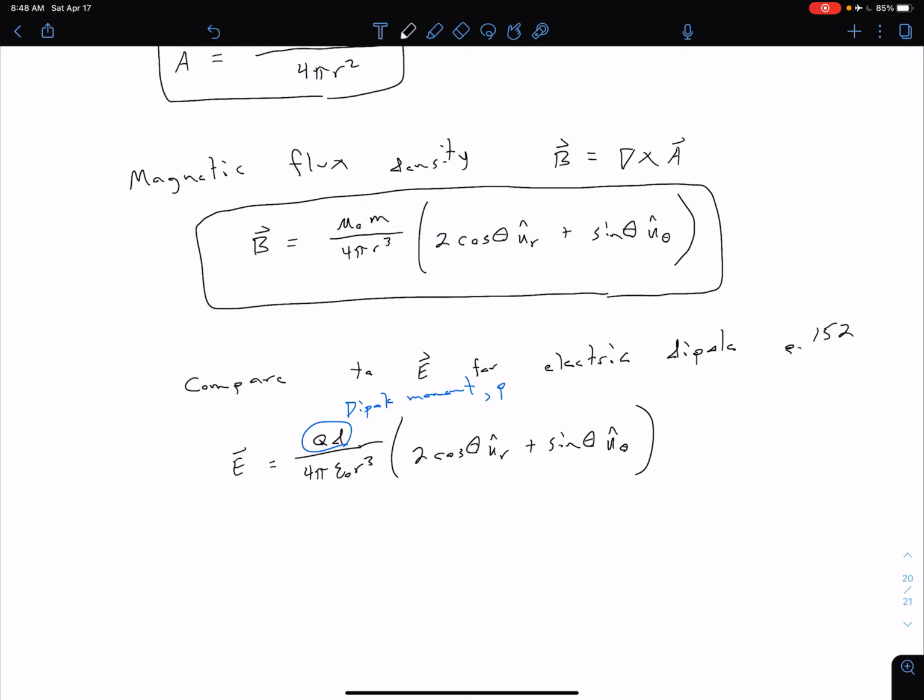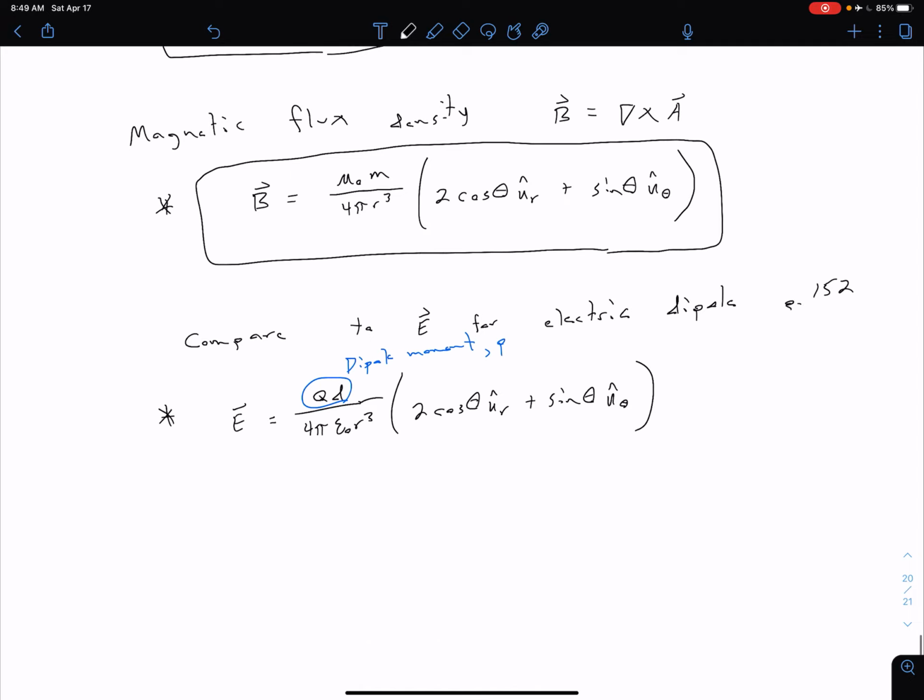And so of course what we can see is that these two equations here have a very similar form. This factor out front is slightly different. We have our epsilon naught in the denominator versus our mu naught in the numerator. But other than that, the equations are essentially identical. So that's how we can say that our small current carrying loop is behaving like a magnetic dipole. Because of this similarity, our small current carrying loop is a magnetic dipole.